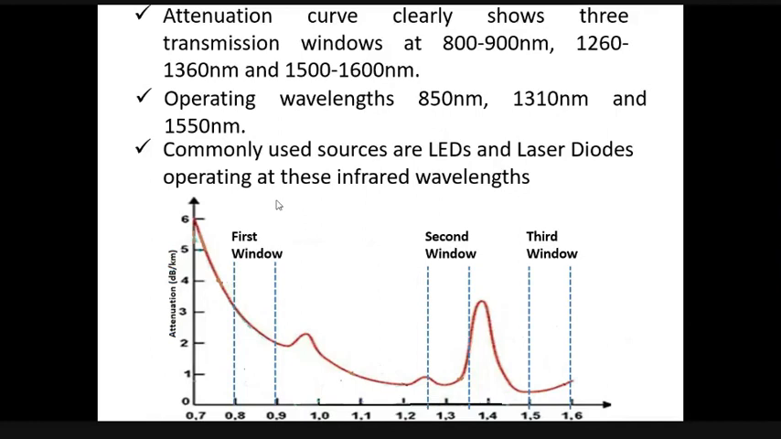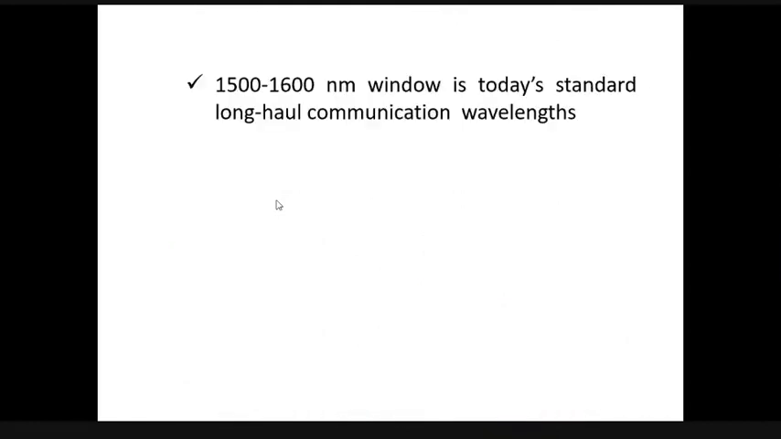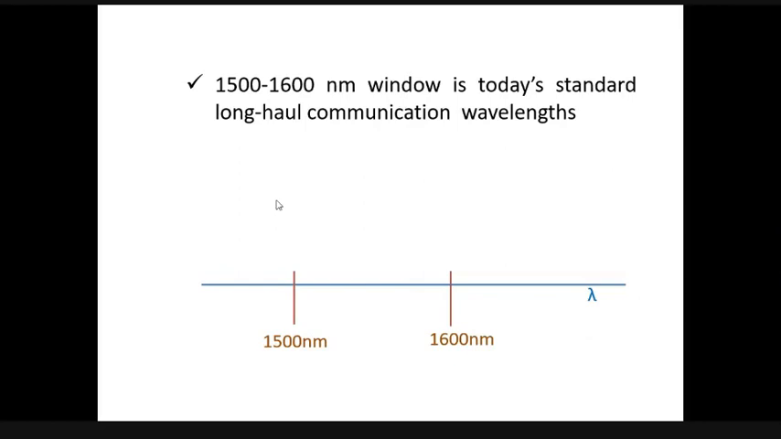Another thing is that we need the light source for those wavelengths, which lie between 800 to 900 nanometer, 1260 to 1360 nanometer, and 1500 to 1600 nanometer. So we generally use light emitting diodes and laser diodes as sources, and all of these belong to the infrared wavelengths. Generally, this 1500 to 1600 nanometer window is today's standard long haul communication wavelength, and this window is further divided into different bands.